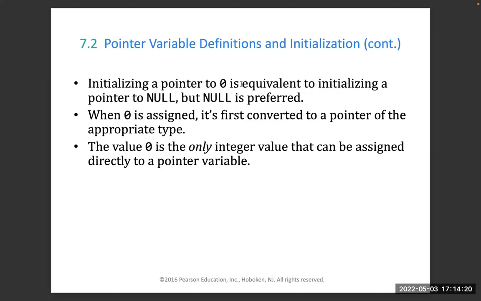Initializing a pointer to 0 is equivalent to initializing a pointer to NULL, but usually we use NULL, so NULL is preferred. When 0 is assigned, it is first converted to a pointer of the appropriate type. The value 0 is the only integer value that can be assigned directly to a pointer variable. We will talk about this later. A pointer's value is actually a hexadecimal number.